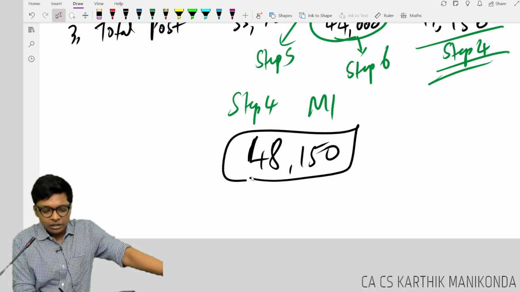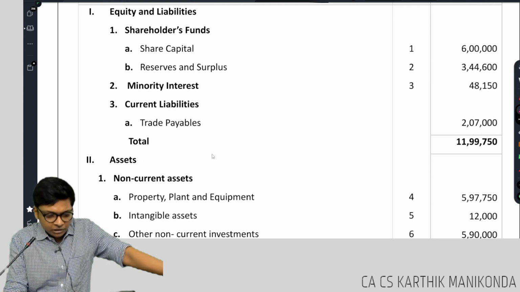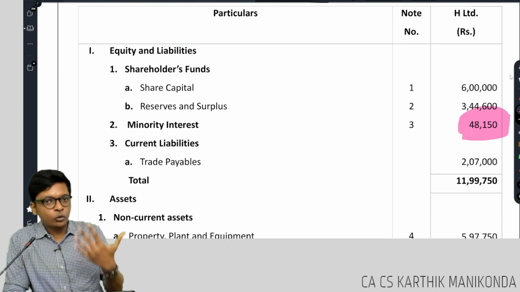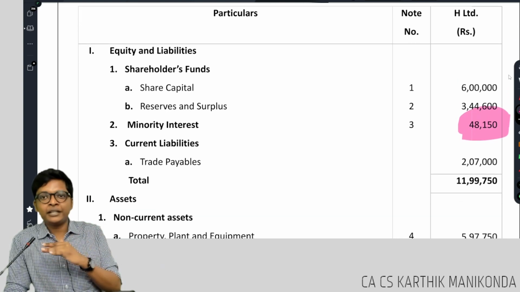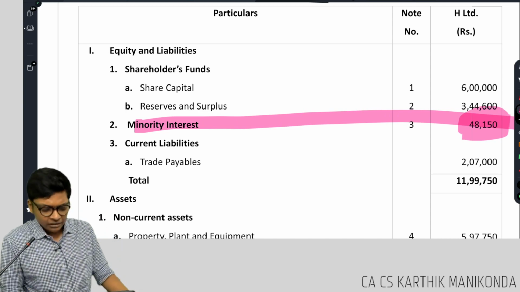48,150 is the minority. Let me go and cross check the answer in the solution. If that is only minority, 48,150. Just cross checking to see if you are going in progress. Otherwise, in the end you will tell, sir, something is missing. So minority is 48,150. We got it correct.